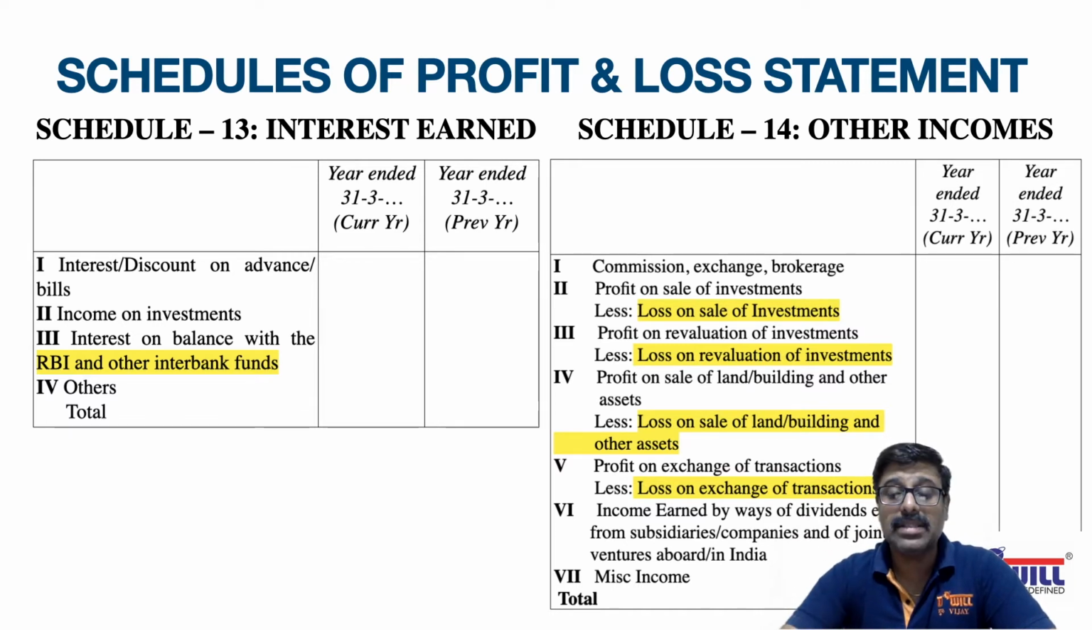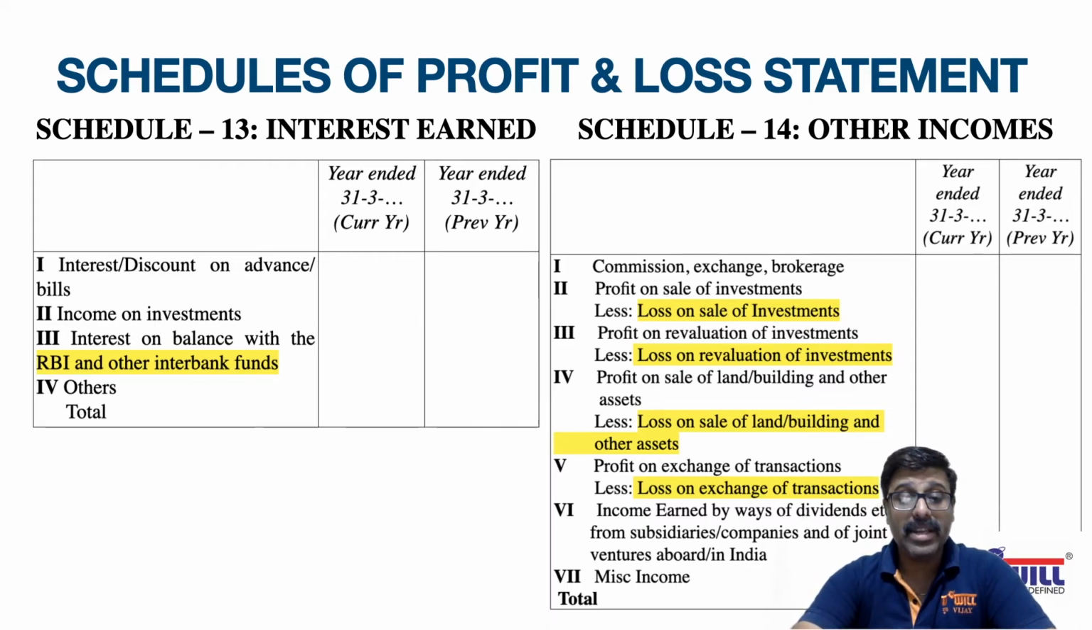Any kind of losses won't be shown in expenses, it would be shown in other incomes itself as a negative figure. I repeat, losses won't appear in expenses, they will appear in incomes itself as a negative figure. So profit on sale of investments minus loss on sale of investments, same way with profit on revaluation, sale of land and building, exchange transactions, everywhere the loss will get subtracted. And sixth item, other incomes may include incomes earned by way of dividends, etc. from subsidiary or companies and out of joint ventures abroad or in India, and miscellaneous incomes.